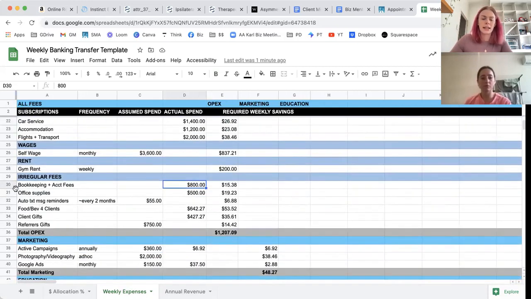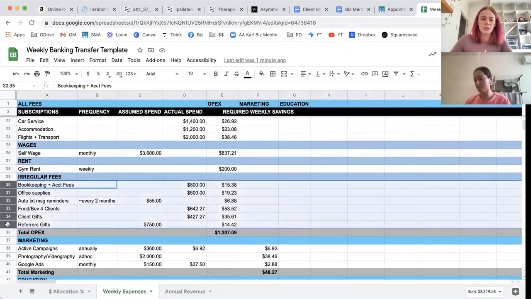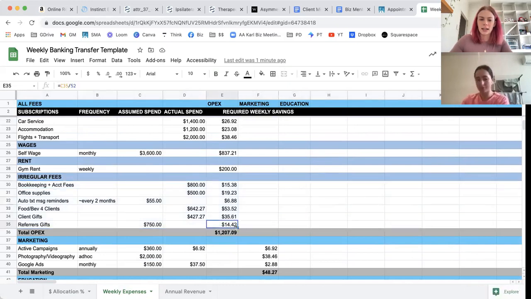And it's also like, this is probably the section, if shit hits the fan, you can take money from this section. Yeah. So like, if I can't pay my own wage, I'm not buying gifts for referrers. Or, I mean, that's probably something you want to keep, but I don't need to buy client gifts or office supplies, you know, those things are not as relevant. Yeah. Okay. So you can change this and whatever.